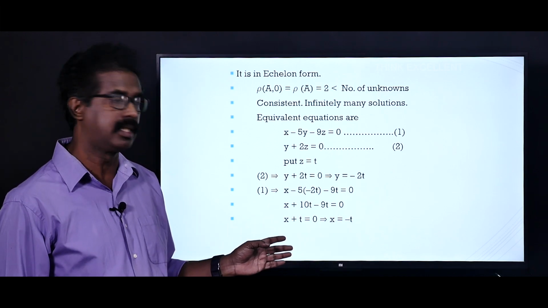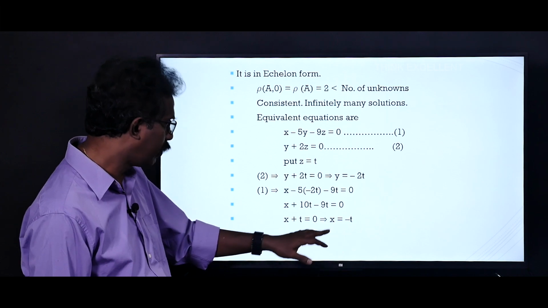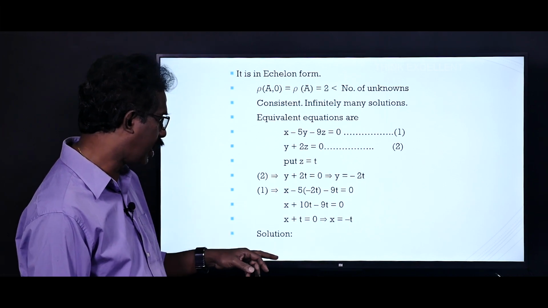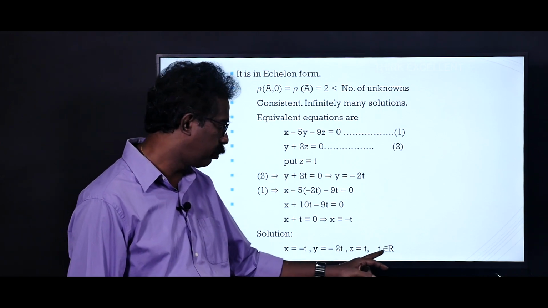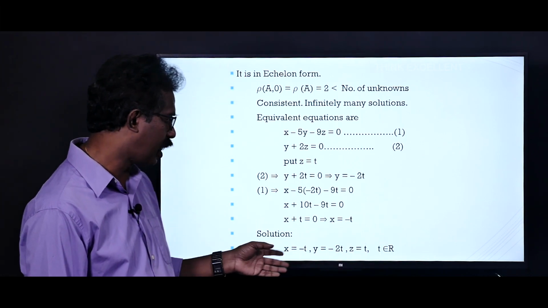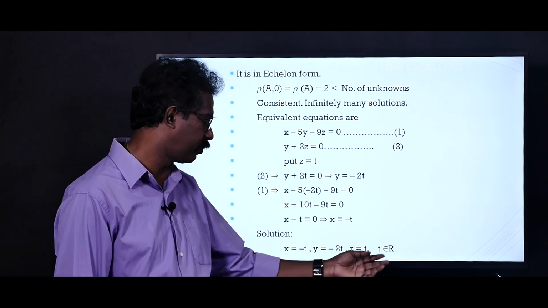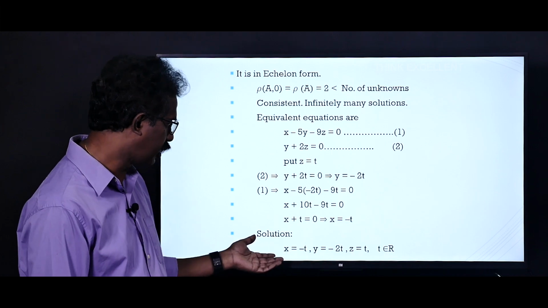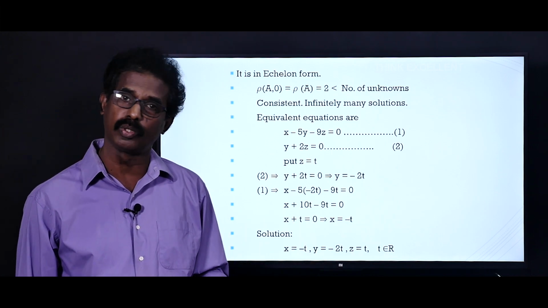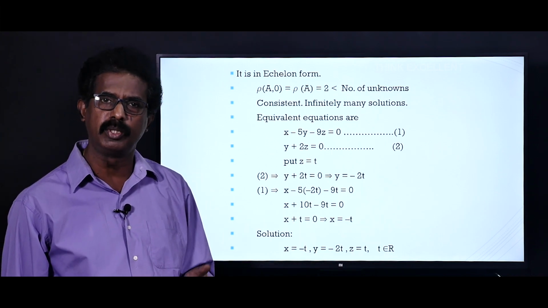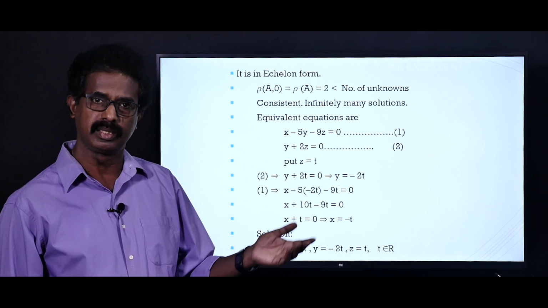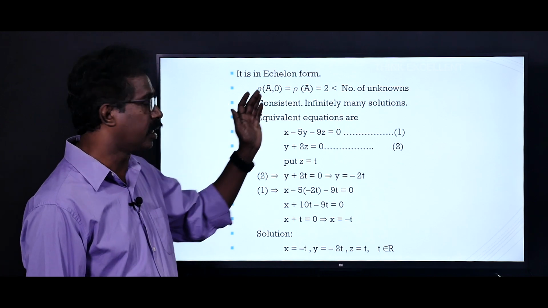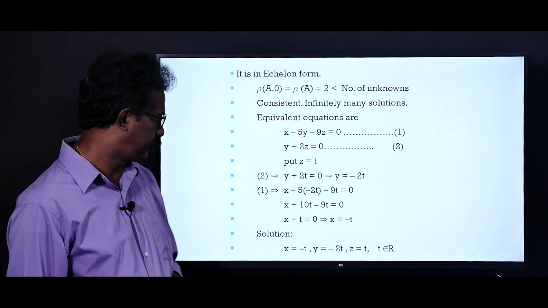Finally, write the answer, x equal to minus t. Y value you are getting, right, minus 2t and z equal to t. And don't forget to say t belongs to R. It is set of real numbers. When you give different values, you will get different set of answers. So that is why we say the system has infinitely many solutions, right? It's a very simple thing. Homogeneous system, right side values are zeros. Always consistent. So in this case, consistent, infinitely many solutions.